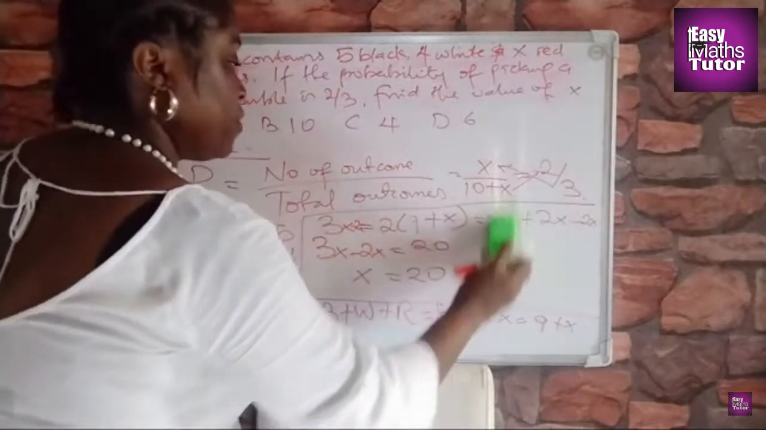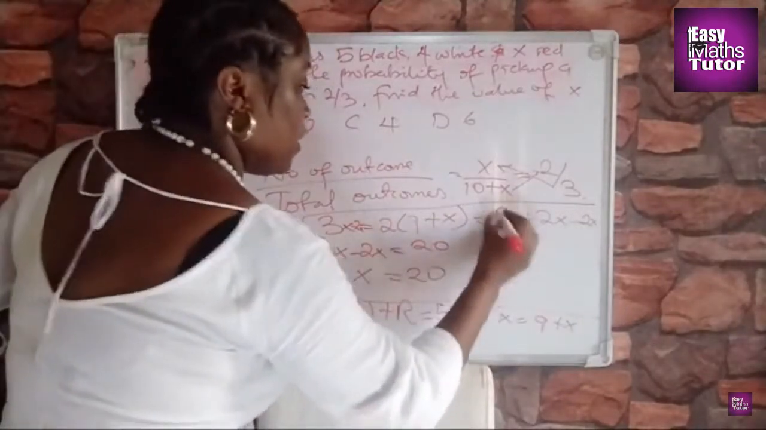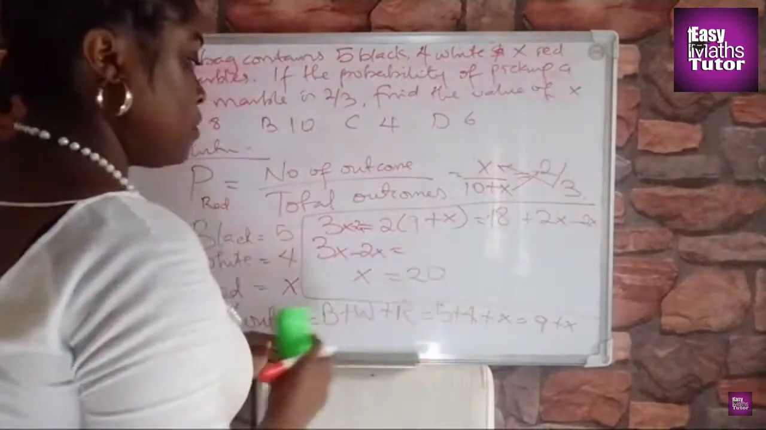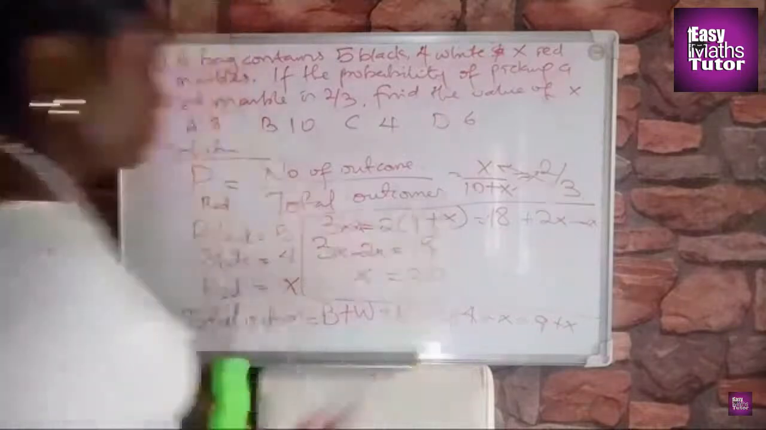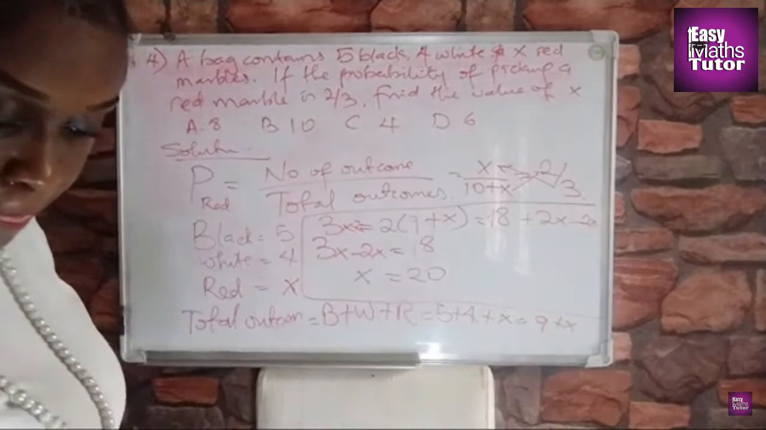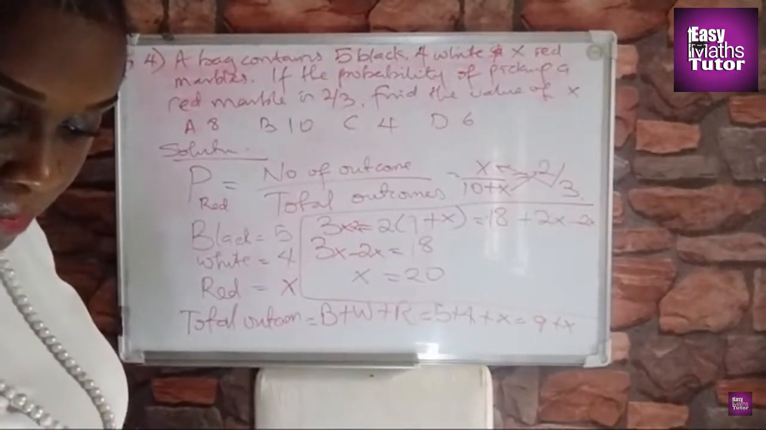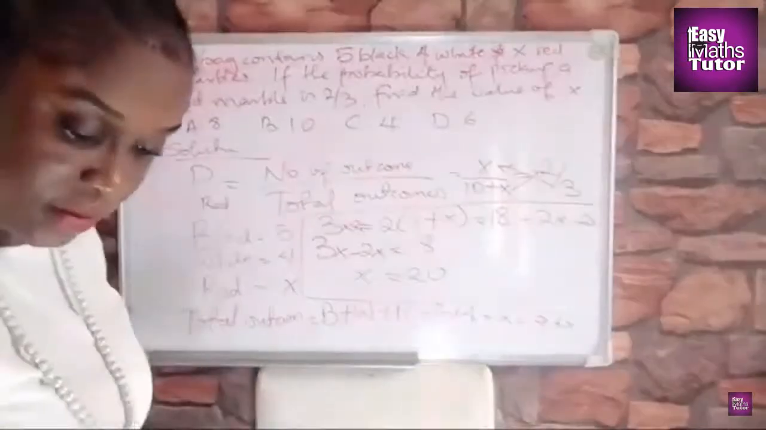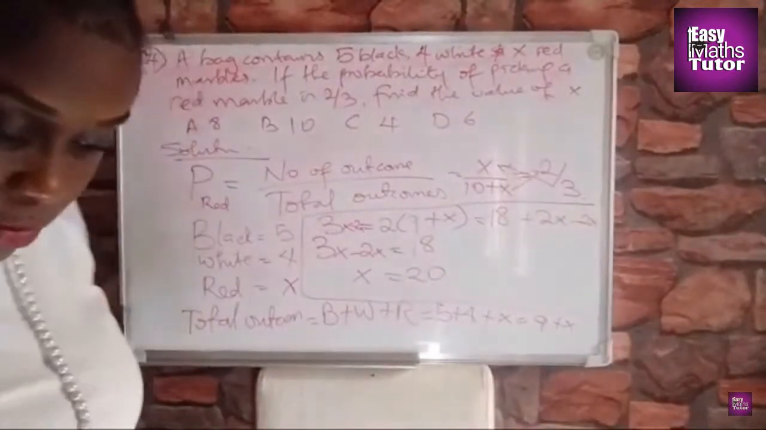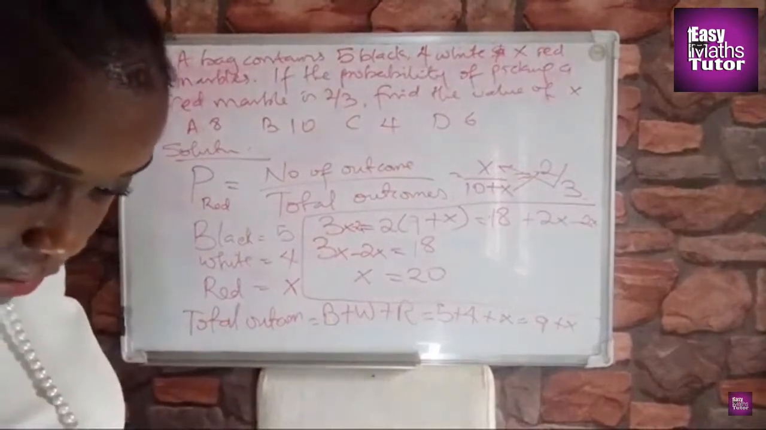So this will be 18. 2 times 9 will give us what? 18. Okay? So this will be 18. So what do we have here? Okay, now I think the problem I'm having is from the probability.